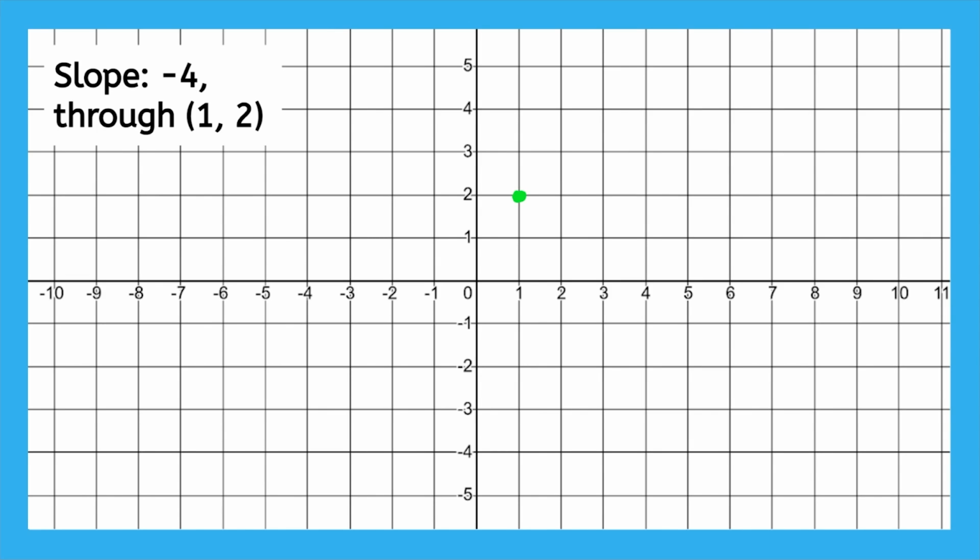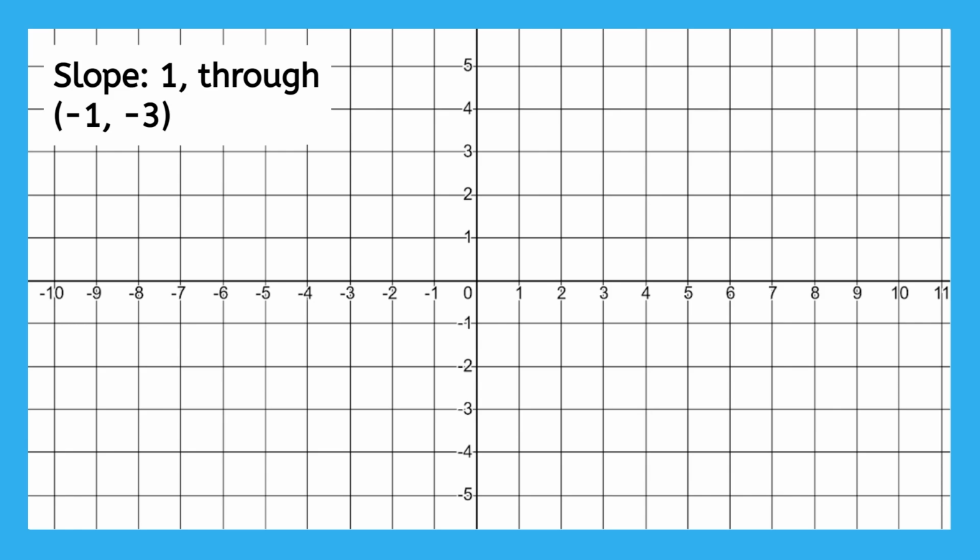So our slope is really -4/1. So then from our first point, we go down 4 and right 1. Here's our second point at 2, -2. Then we draw our line, and we're done. We've got a line going through 1, 2 with a slope of -4/1.